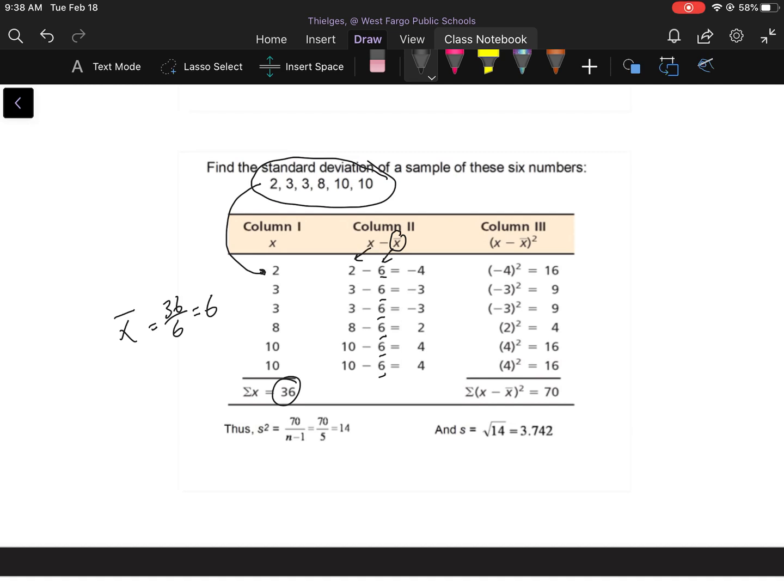Got a negative 4, and that's fine. Get negative 3, negative 3, 0, 2, 4, and 4. Now I'm moving on. I'm going to square those, and I get 16, 9, 9, 0, 4, 16, 16. Now at the very end, I'm going to take those, add them all up, and get 70. Okay, so 70 over 5, because 6 minus 1 is 5. And I get a variance of 14. Take the square root of that, and you get a standard deviation of 3.742.